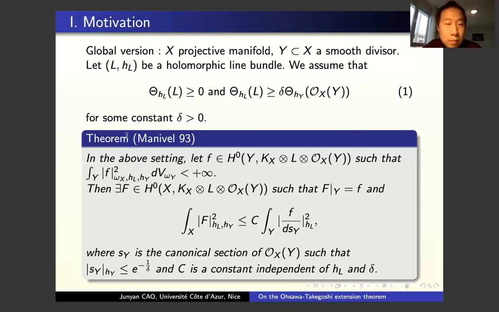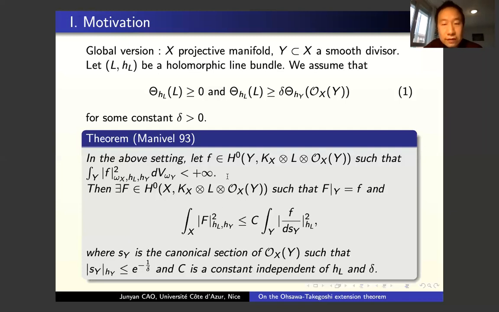By using the harmonic proof, we can prove that if this one is bounded, even in the case when Y is simple normal crossing, we can find the L2 extension. But the assumption that this term is bounded is too strict for applications. I will explain this point later.